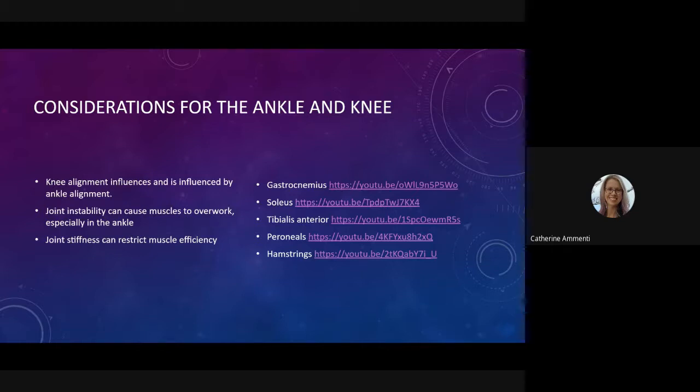So if there's a very stiff joint, you can't dorsiflex because the joints are too stiff, then you're not going to get full mobility and full ability to utilize your dorsiflexing muscles. So they're going to get weak. So they need to be strengthened. It's hard to strengthen if you don't have a range to go through.